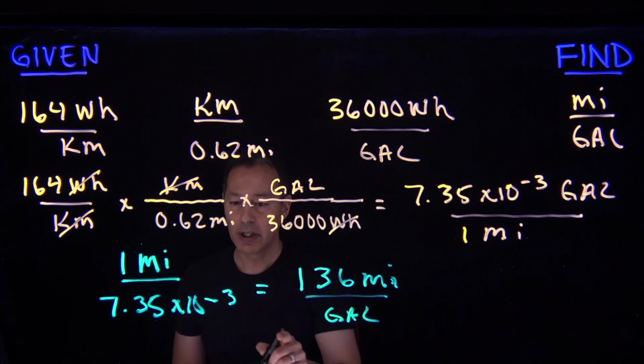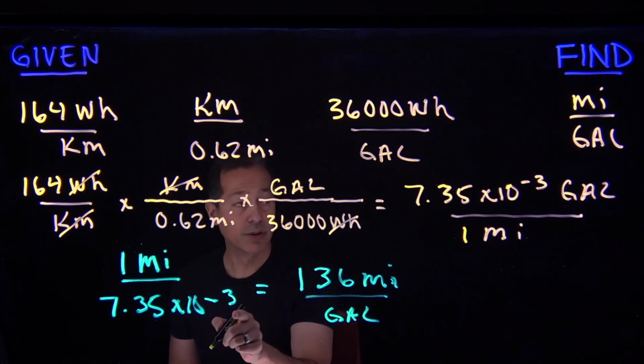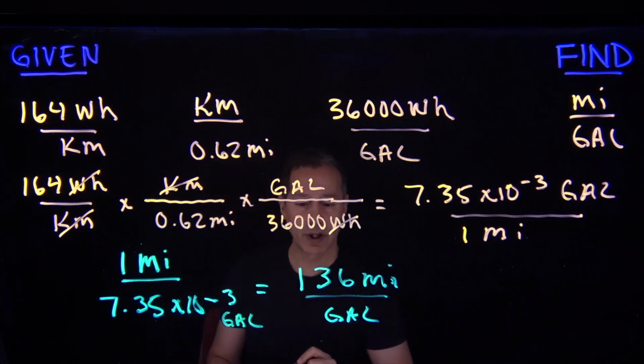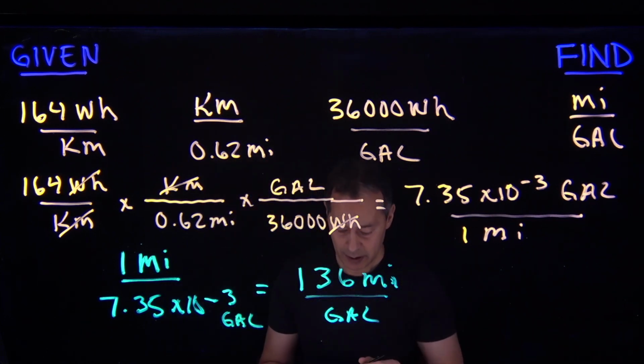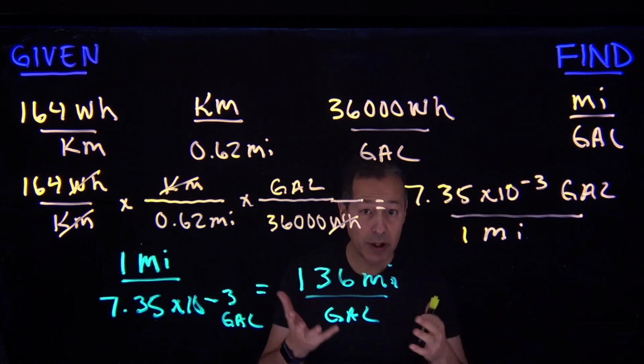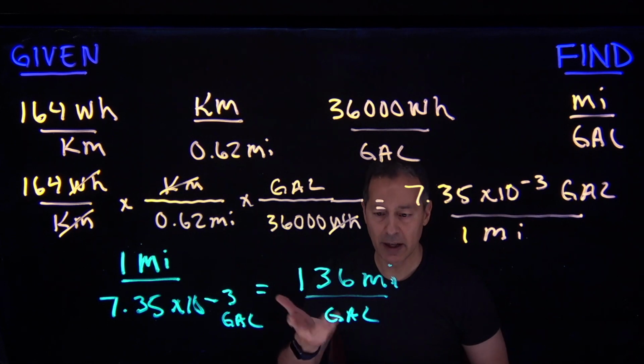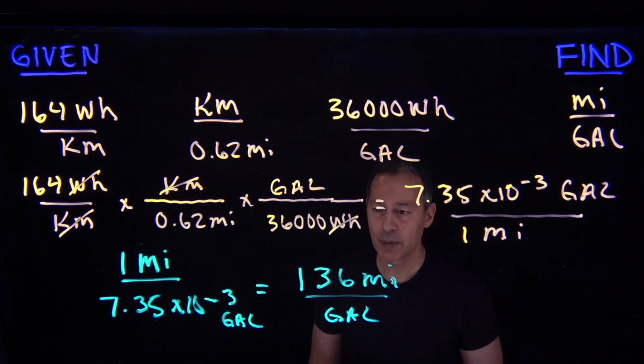And oh boy, you know, I didn't put in my units here. This is gallons here. This would be gallons there. Okay. 136 miles per gallon would be the units on this. And boy, that's a lot of miles per gallon. I wish my gas-powered car did that.